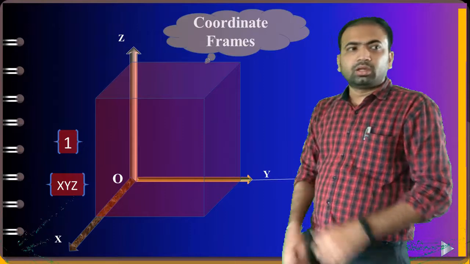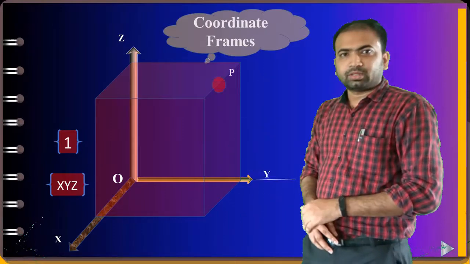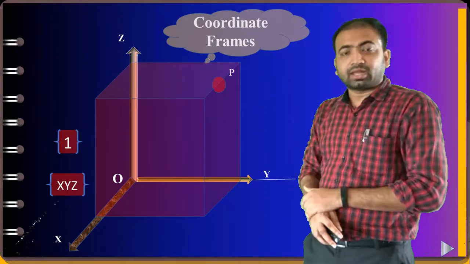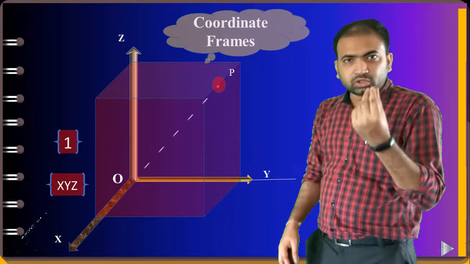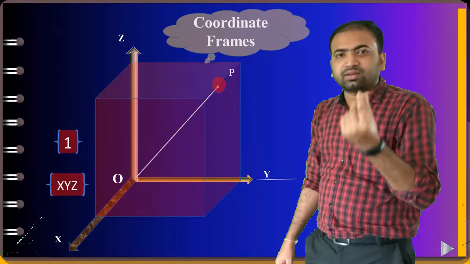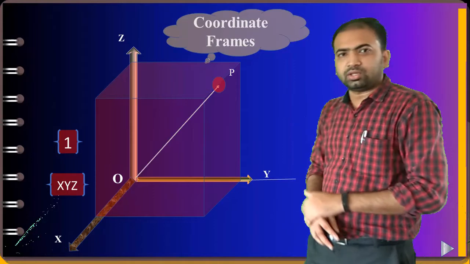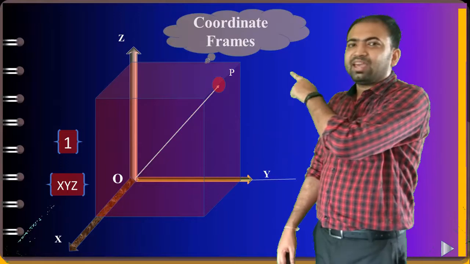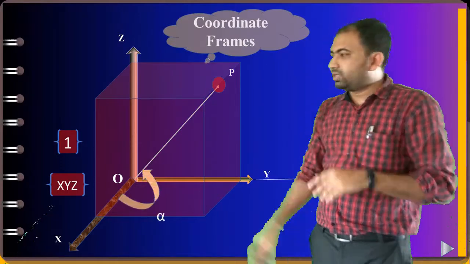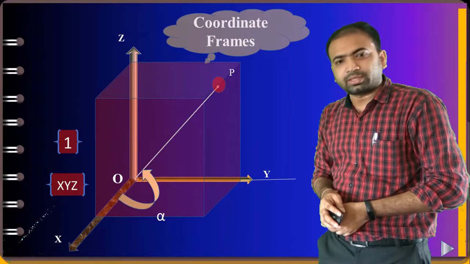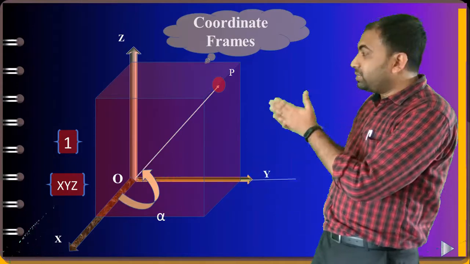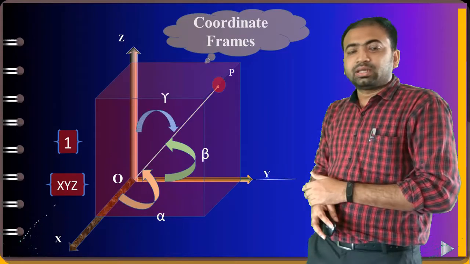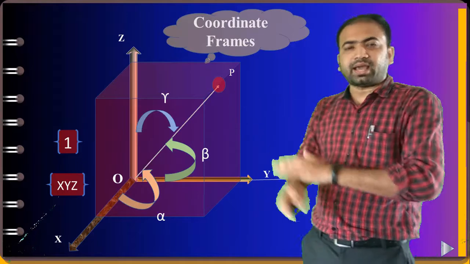Now next, let us take one point P. Let us consider a point P, which is somewhere in the space, and from O, that means the origin of the frame, the distance is vector OP, as you can see over here. Now next, this OP makes an angle alpha with the x-axis. Then it makes some angle beta with the y-axis, and it makes some angle gamma with the z-axis.